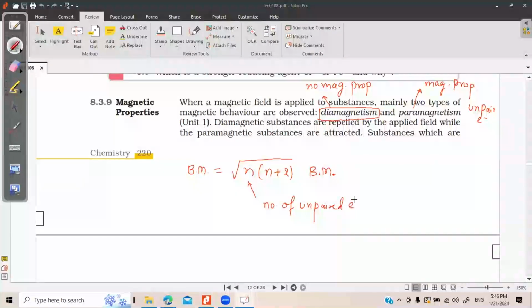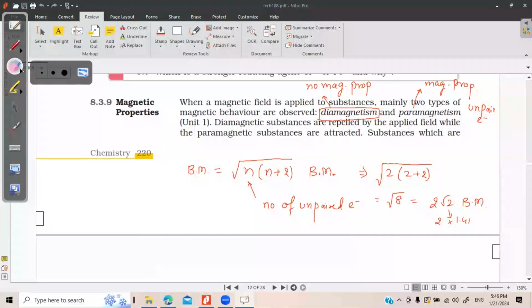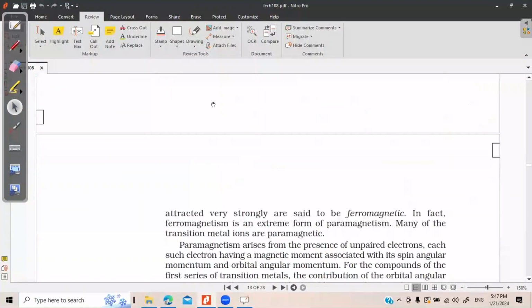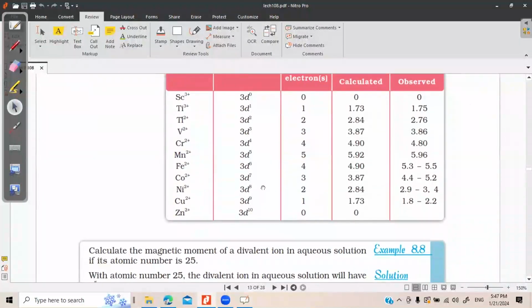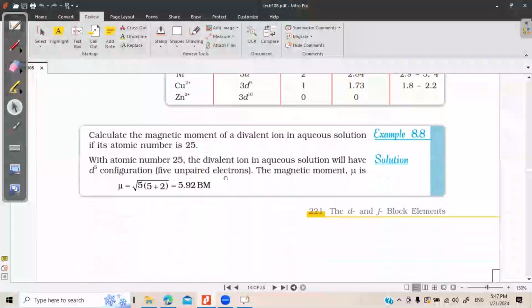Okay. For any species having two unpaired electrons, the magnetic moment will be the square root of 2 into 2 plus 2, which is 4 into 2, 8, so 2 root 2 Bohr magneton. That is 1.41 into 2, and that's the answer. This is the formula, and this is the magnetic moment calculated for different species.